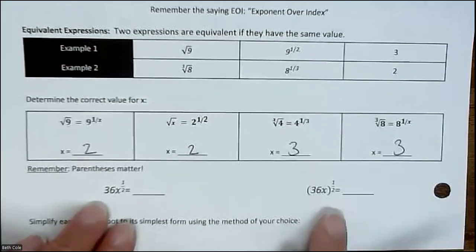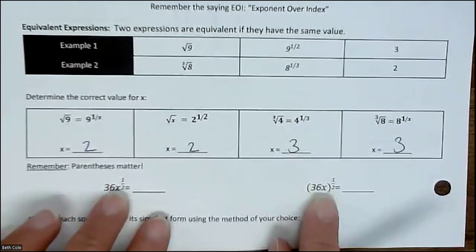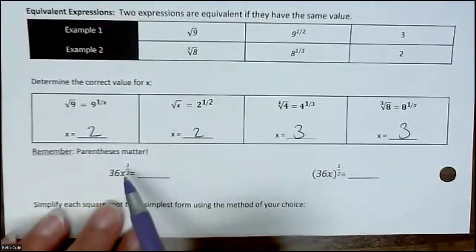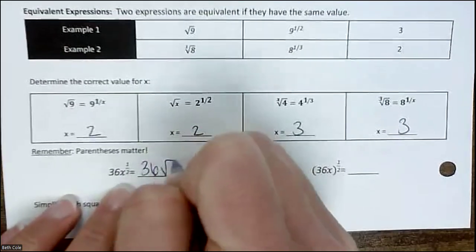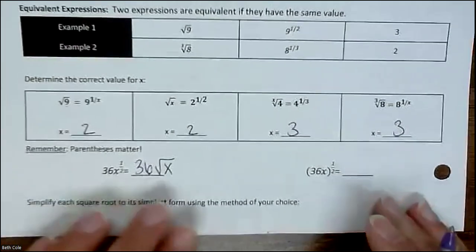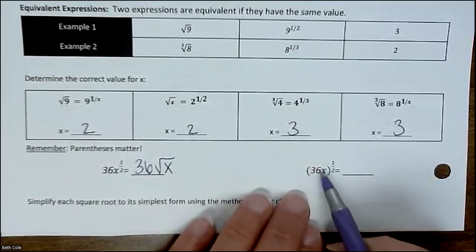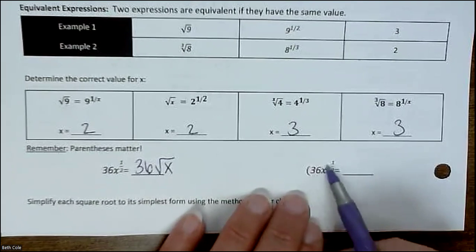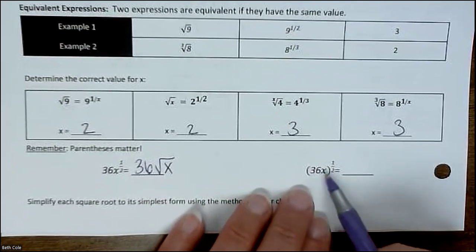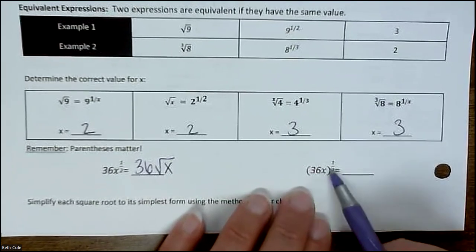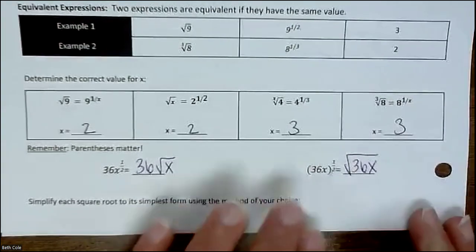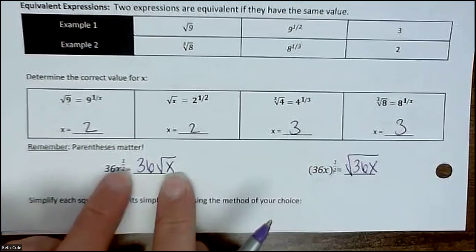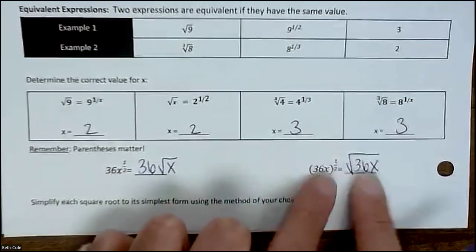All right. Now you have to understand the difference with parentheses. Do you see how on this one, the 1/2 is only with the x? So it's 36 square root of x. For this one, do you see how the 1/2 is with the whole thing because it has parentheses? So it would be the square root of all of it. It's a subtle difference, but do you see how this one's only the x and this one's the whole thing?